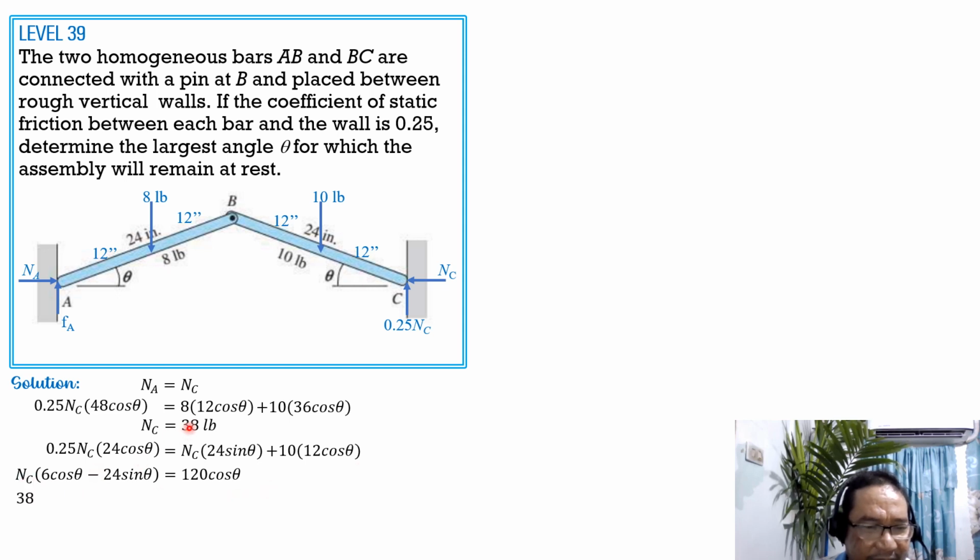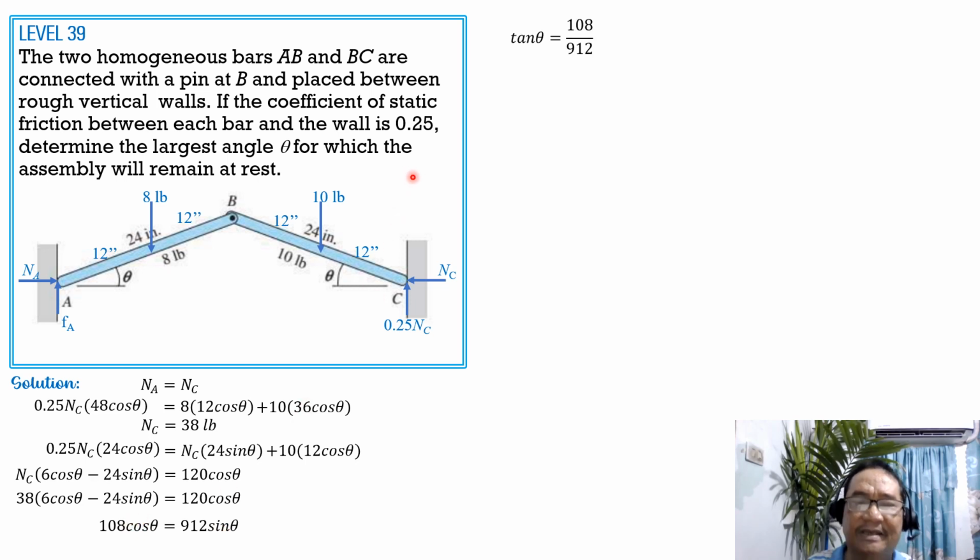Substitute the value of N sub C, which is 38. So 38 times quantity 6 cosine theta minus 24 sine theta equals 120 cosine theta. Combining like terms, 38 times 6 minus 120 is 108 cosine theta. Then 38 times 24 to the right is 912 sine theta. That means tangent of theta is 108 over 912. So theta can now be computed, inverse tangent of 108 over 912, and that is theta equals 6.754 degrees.